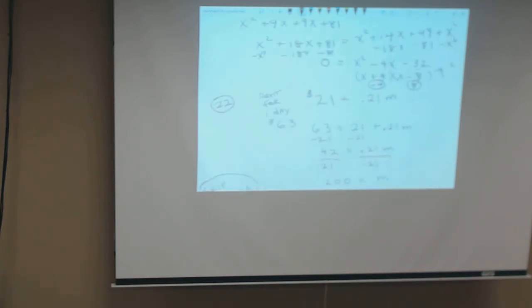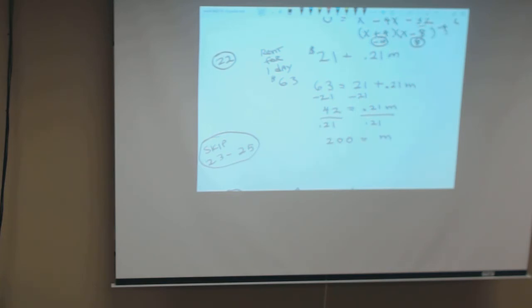Number 22. Suppose you rent a car for 1 day at the rate of $21 plus 21 cents a mile, 21 cents times the number of miles driven. How many miles could you drive if you paid $63 to rent the car? So 63 equals 21 plus 0.21m. So I subtract 21 from both sides and I get 42 equals 0.21m. Divide by 0.21.